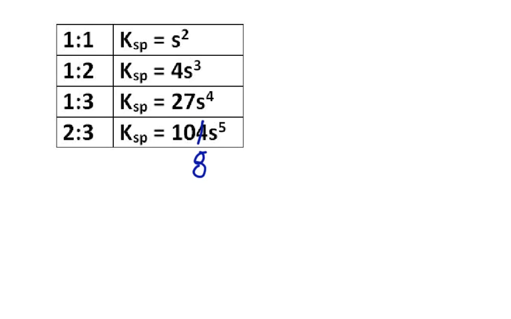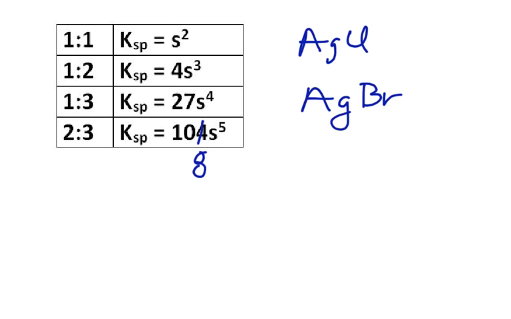Now, if I wanted to do something like, let's say, silver chloride, and I wanted to compare with, let's say, silver bromide, and if I knew the two Ksps, which one is more soluble? Well, because these are both 1-to-1 compounds, it'd be very easy, just whichever one has the larger Ksp is more soluble.